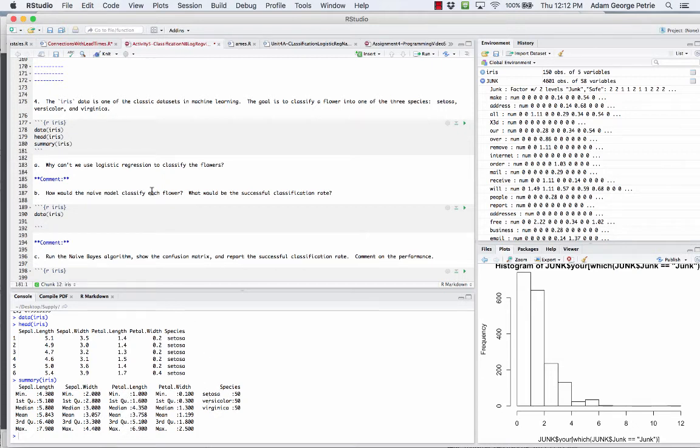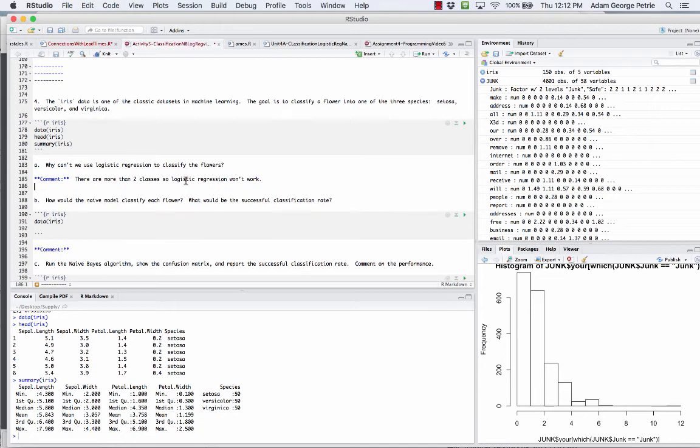Well, remember, logistic regression is only able to be used for the 2-class problem. Here we have 3 classes. Logistic regression can't handle that. So there are more than 2 classes, so logistic regression won't work. Now, there is an extension to logistic regression called multinomial logistic regression that can do this, but we're not going to talk about that in this course here.